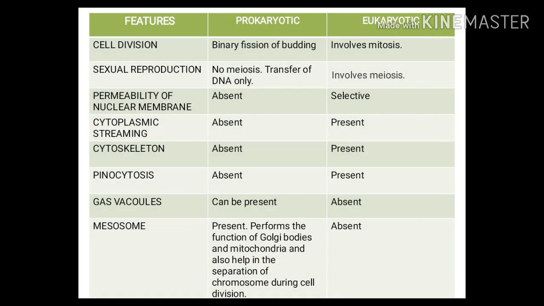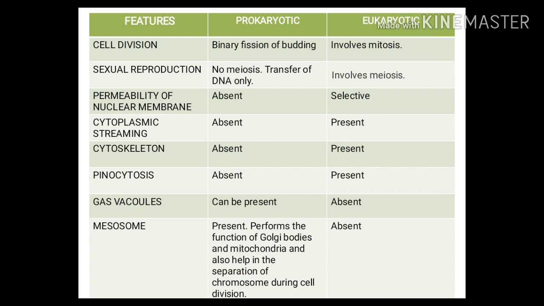Cell division. The prokaryotic cell divides by binary fission or budding, while the eukaryotic cell involves mitosis. The sexual reproduction in the prokaryotic cell doesn't involve meiosis. It is transfer of DNA only, while in the eukaryotic cell it involves meiosis.